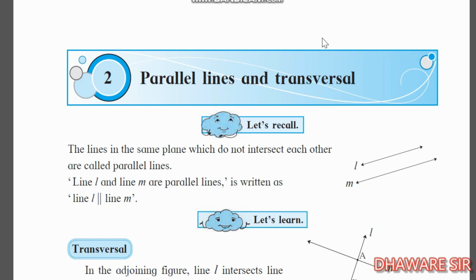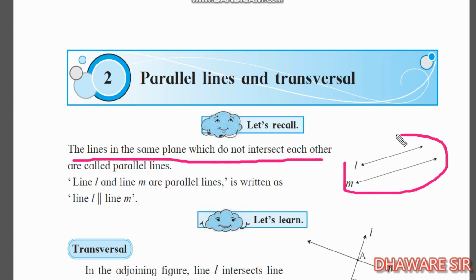The lines in the same plane which don't intersect each other are called parallel lines. So this is our proper definition: two lines which lie in a similar plane and do not intersect each other. Here we see that these are parallel lines. Both lines are parallel. If they do not intersect each other, then they are called parallel lines, and this is the symbol of the parallel. We know about parallel lines.